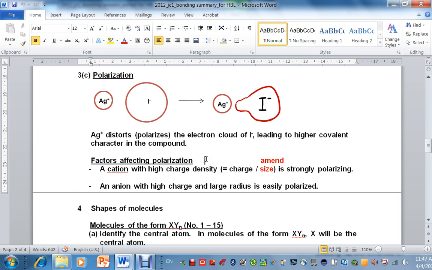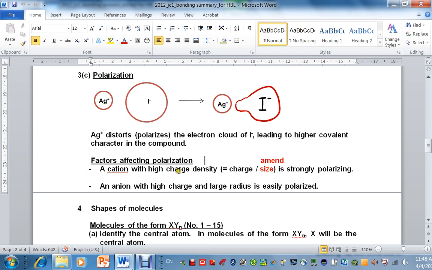So the extent to which polarization takes place depends on two factors. A cation with high charge density will be strongly polarizing. Charge density is defined in this way: charge over size. I think there's a mistake in the notes that I sent out to you. Please change the mass to size. So charge density is charge over size, size meaning volume or radius, not mass.